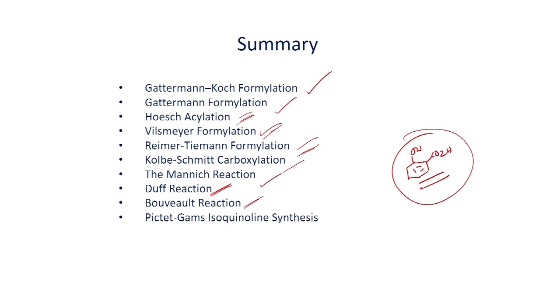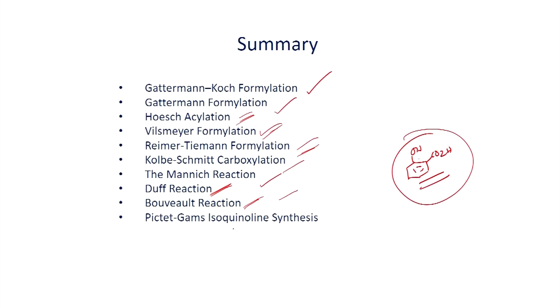Then we have seen the Bouveault reaction, where if you have the aryl lithium, for example phenyl lithium, it can readily undergo reaction with dimethylformamide to give the addition product. Once you have this one, when you do the aqueous workup, it can convert into aldehyde. Then we have seen the Pictet-Gams isoquinoline synthesis. If you have an amide, it can undergo intramolecular cyclization to give the isoquinoline as the product.